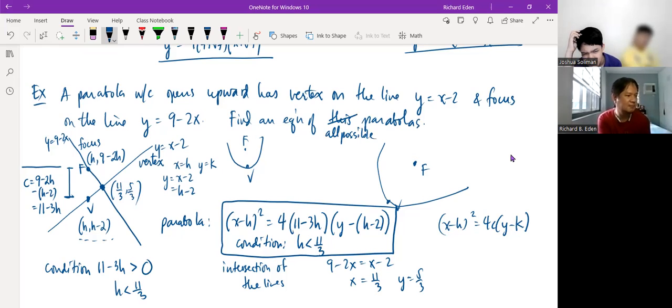Okay. Halos puro parabola to. Hanap ako ng ellipse.